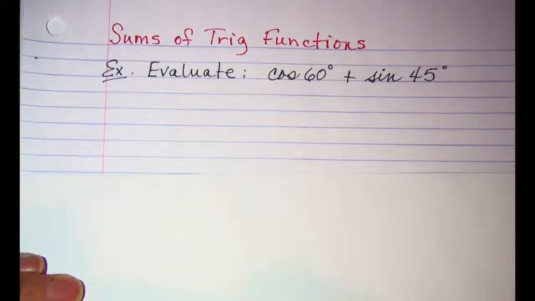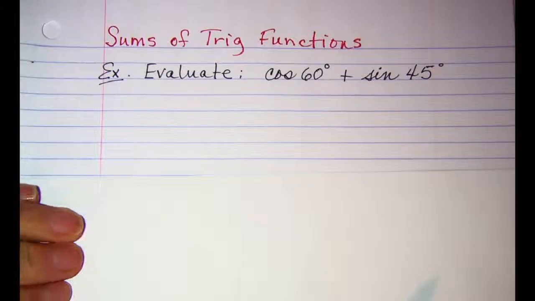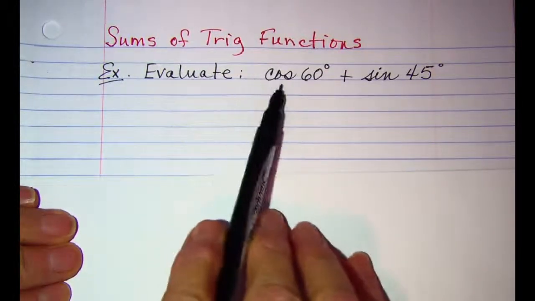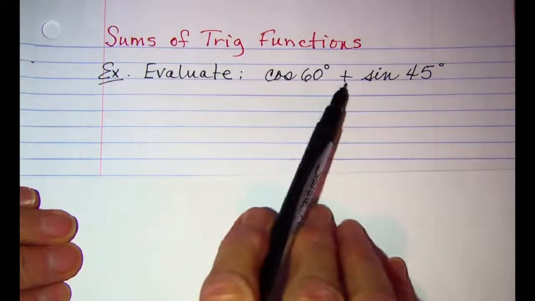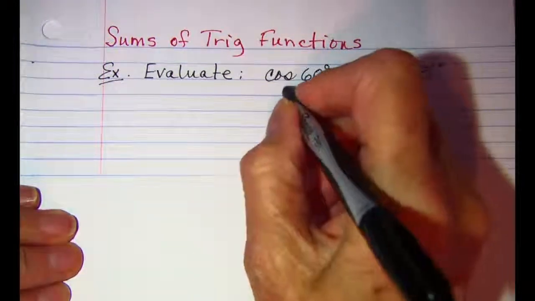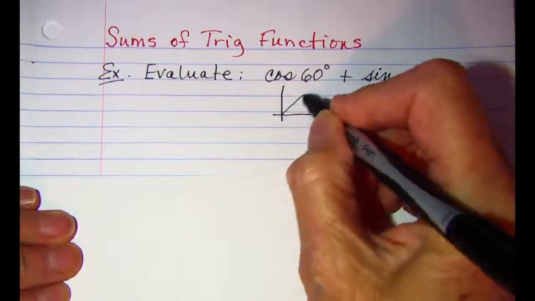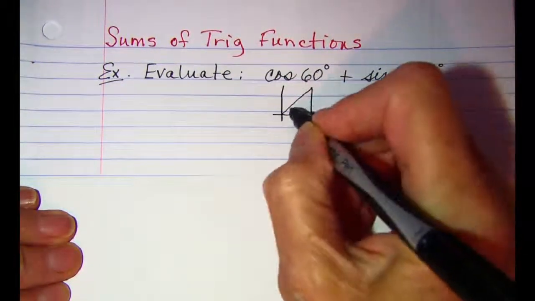In this video, we'll be looking at sums of trig functions. Our first example is evaluate the cosine of 60 degrees plus the sine of 45. To start, let's draw our reference triangle for 60.